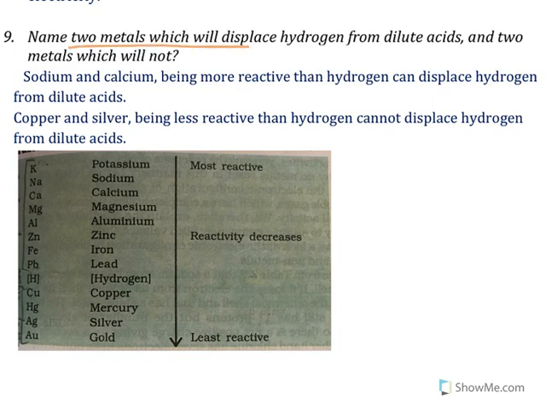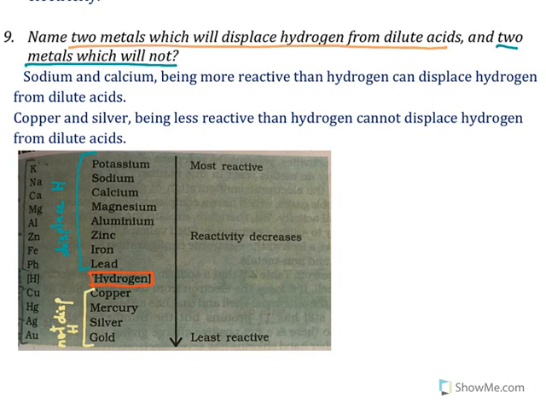Name two metals which will displace hydrogen from an acid, and two metals which will not. Now here we have got to look at the table. We have to mark hydrogen first. So this is hydrogen. Now whatever lies above hydrogen, all these metals will displace hydrogen because they are more reactive. And the ones that are below will not displace because they are less reactive than hydrogen.